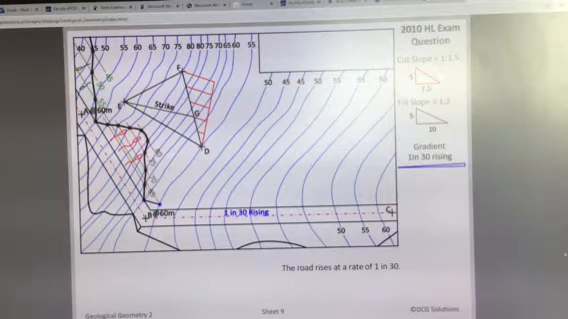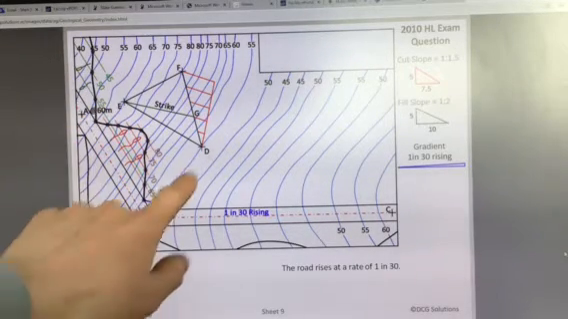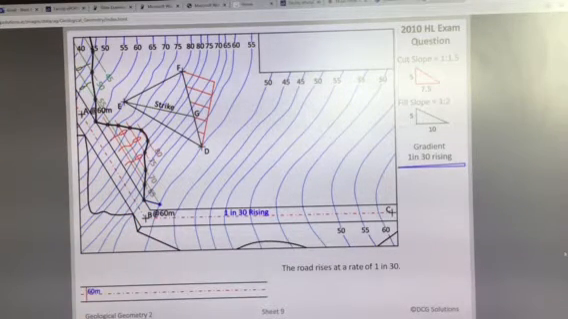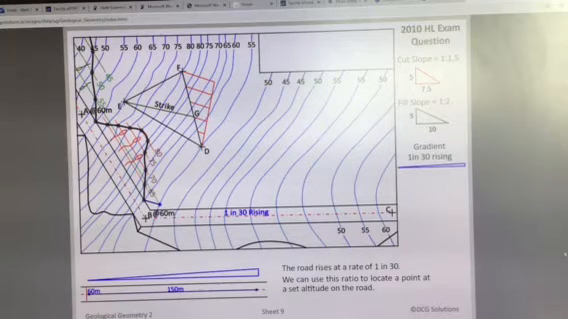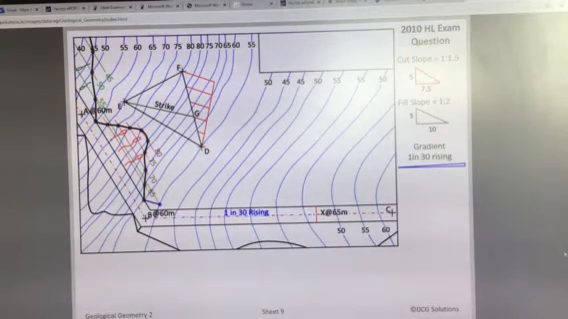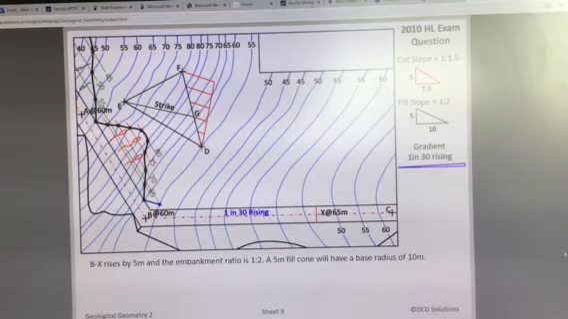So the road rises at a rate of 1 in 30. There's a contour line coming down here, so that's why they extended it on there. We can use this ratio to locate a point at a set altitude on the road. So when we move 150 meters down, the road rises 5 meters. So 1 in 30 rising. Then you measure out 1 in 30 from point B and mark it, that's point X. So it's 65 meters high.